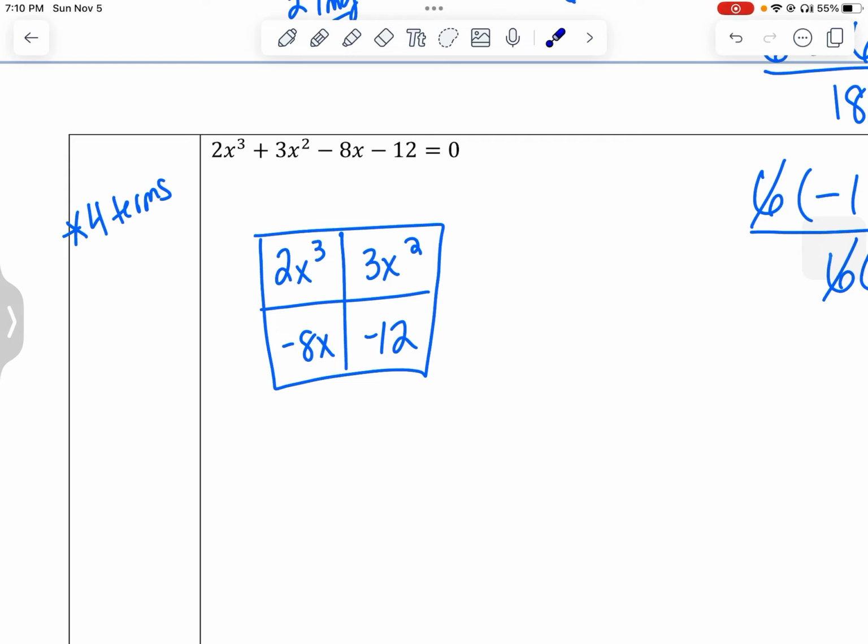Okay, so I just put the terms in order in the box, and so it's the same as grouping these 2 terms and grouping these 2 terms, but this is your first row and this is your second row. Then you're looking for the greatest common factor from this row. So both of those have an x squared in common. And then x squared times 2x gives me the 2x cubed. And then x squared times 3 gives me the 3x squared. And then 2x times negative 4 gives me the negative 8x. Negative 4 times 3 is negative 12.